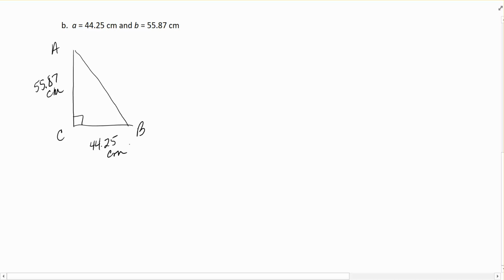Now, unlike the previous example where I started by finding the missing angle, I don't have enough information to solve for a missing angle. I have two unknown angles. So instead what I'm going to start with is solving for the missing side, because I have two out of the three sides known. I'm going to use Pythagorean's theorem, a squared plus b squared is equal to c squared, to solve for the hypotenuse. So I have 55.87 squared plus 44.25 squared has to be equal to c squared. When I take the square root of that, I'll find out what the answer is.